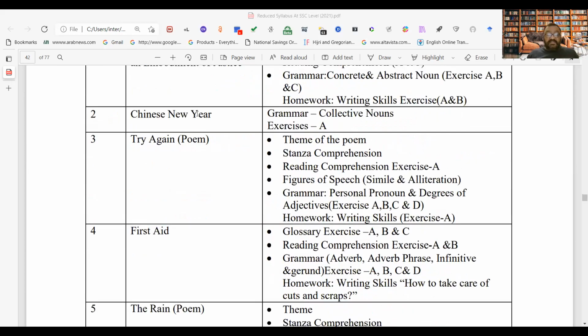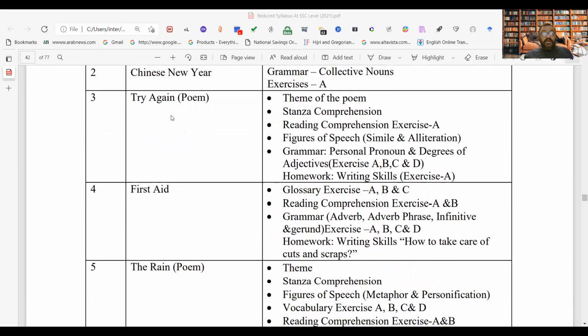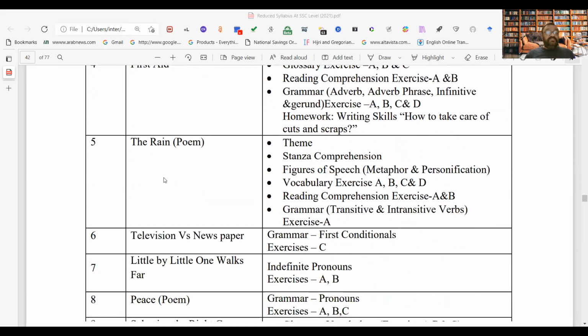Chinese New York, lesson number 2: grammar, collective nouns, exercise A. Try Again, the poem: we have to go for the theme of the poem, stanza comprehension, reading comprehension exercise, figures of speech, simile and alliteration, grammar, personal pronouns and degrees of adjectives, exercises A to D, homework, writing skills, exercise A. We will give you notes for all of these things. You need not bother about it.